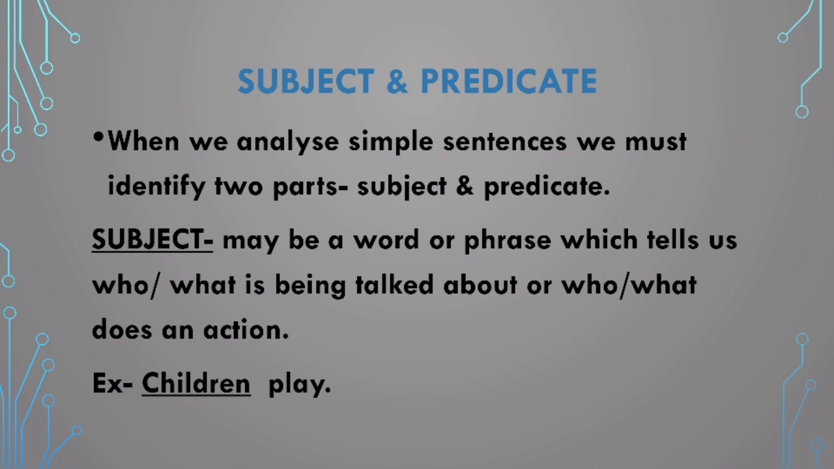Generally, when we analyze any simple sentence, we must first of all identify two parts. One is subject and the other one is predicate. Now, what is subject? It may be a word or a phrase which tells us who or what is being talked about, or who or what does an action. So basically, students, subject may be a word or a group of words, that means a phrase, which is going to tell us what we are talking about or who is doing an action.